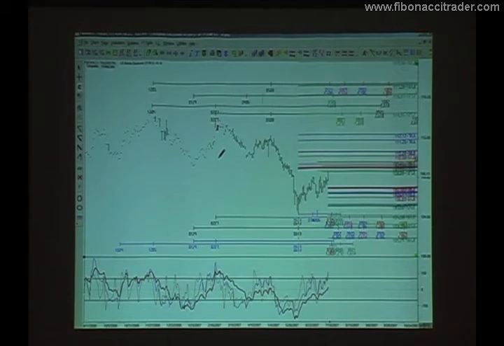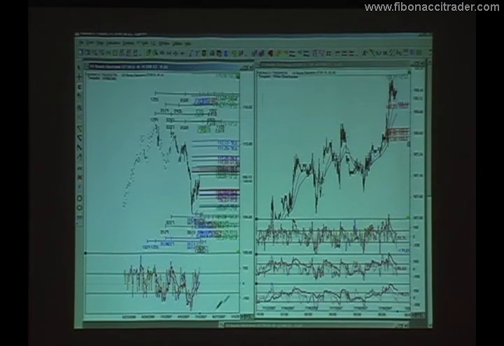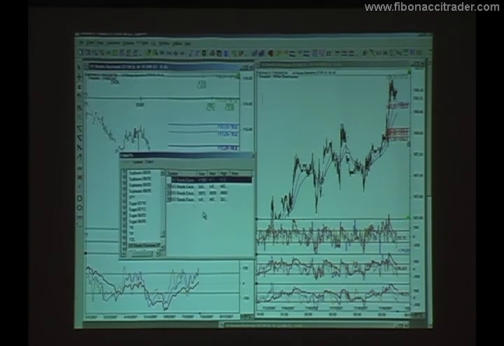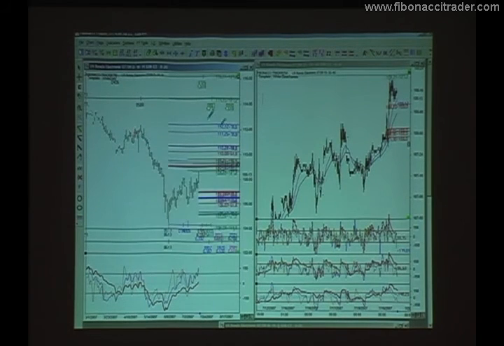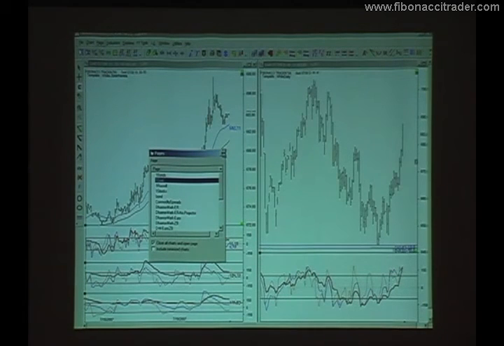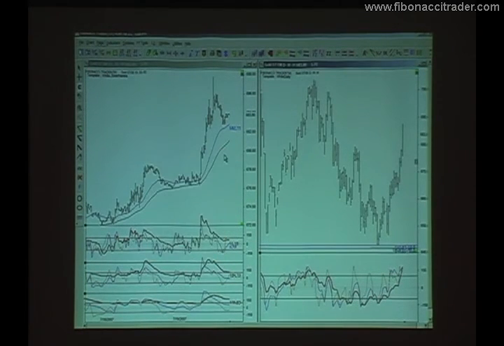So why don't we look at some chart examples and see what we can find? Unless there's something specific you guys would like to talk about. I will just open up some other charts. How about we look at gold? Okay, let's see what we have here on the gold chart.